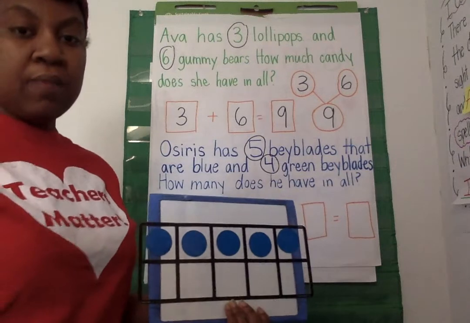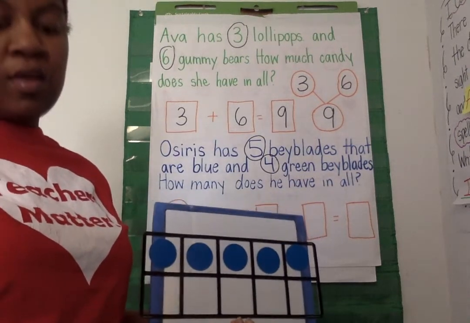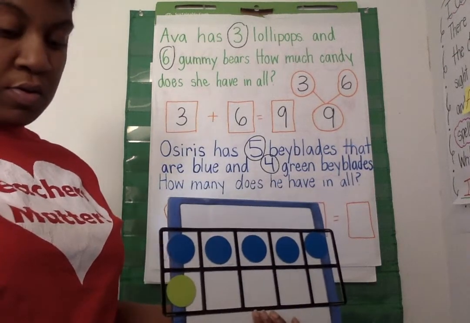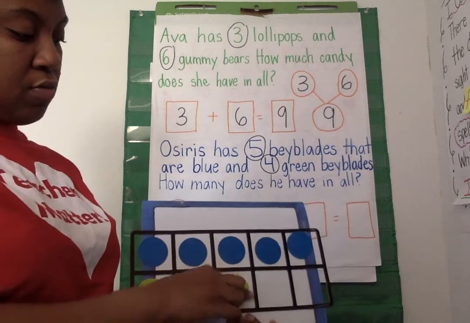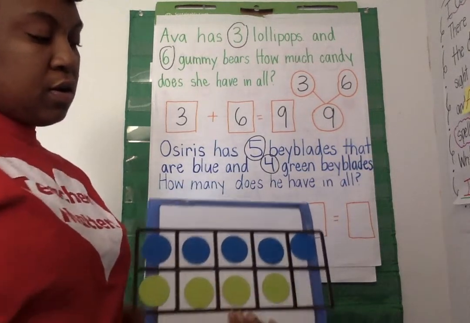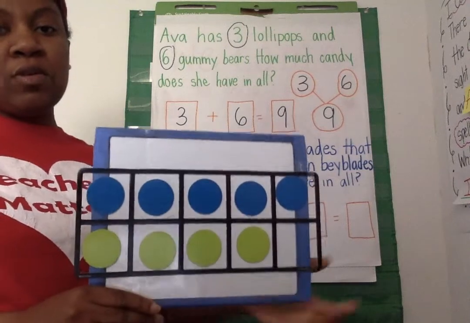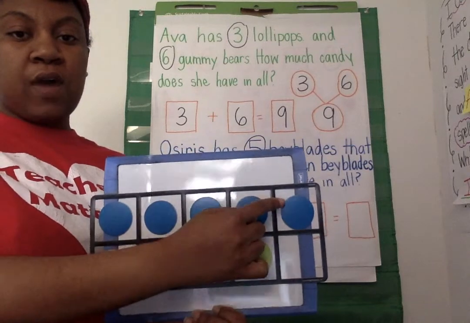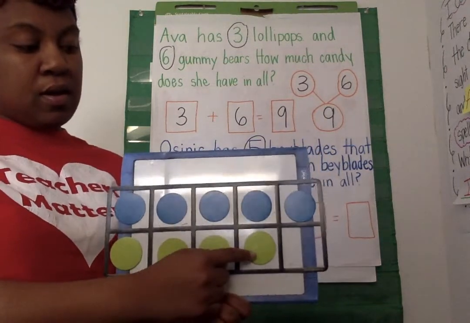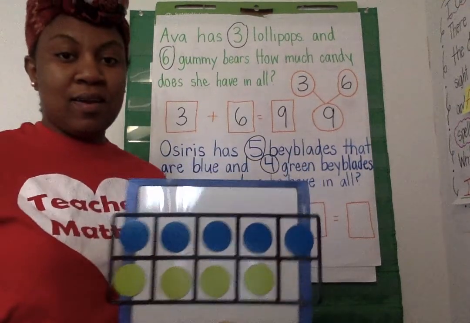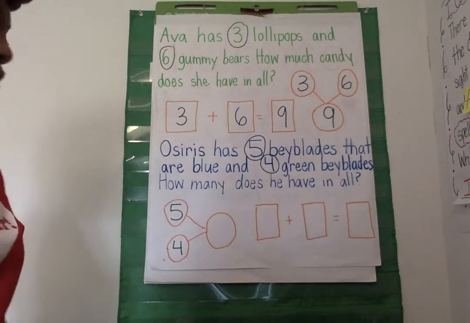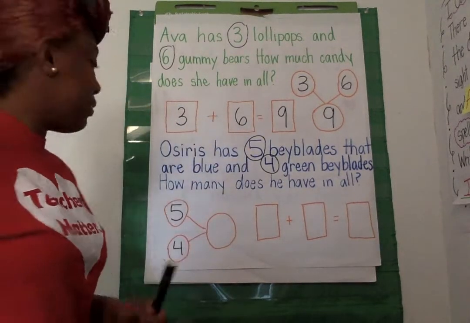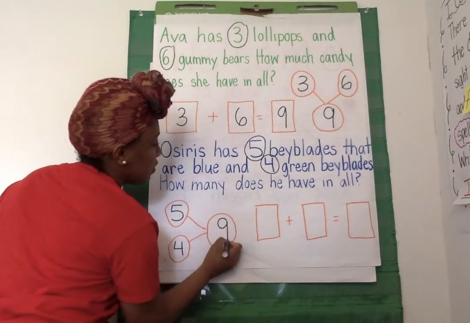Very good. And how many Beyblades did he have that were green? He had 4. That's great. Good job. 1, 2, 3, 4. So that means how many Beyblades did he have all together? Let's count. 1, 2, 3, 4, 5, 6, 7, 8, 9. He had 9. So we know what number we have to put in our hole. That's right. What number is it? 9. Okay, so he had 9 Beyblades all together.